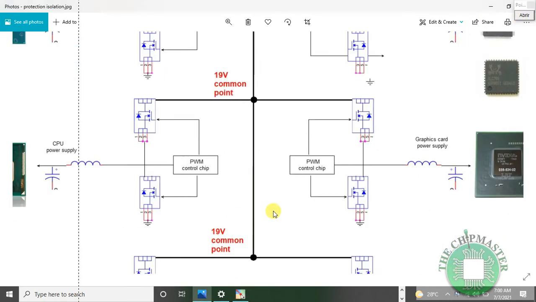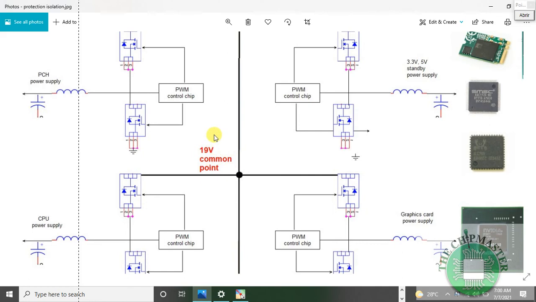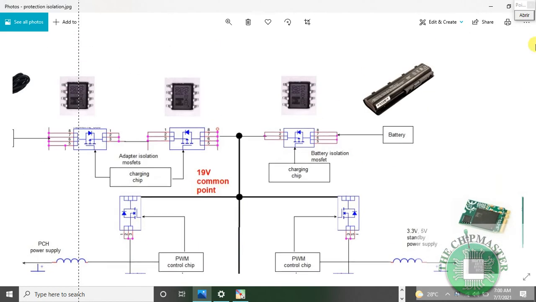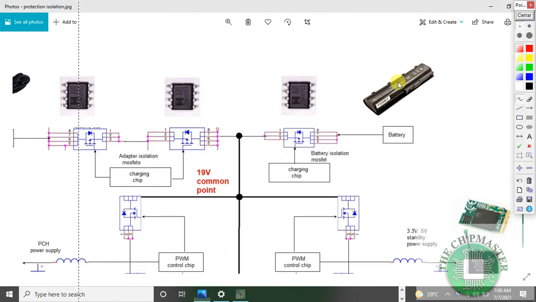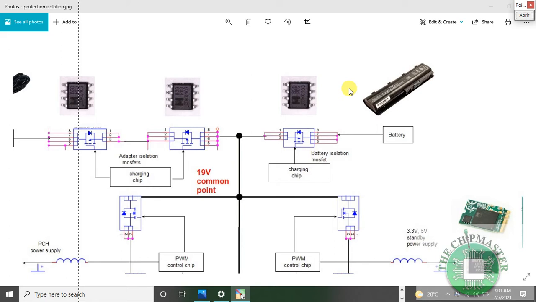All right, so as you can see, you get the idea of what I'm saying here for the 19 volt rail. So from the adapter, the voltage, if the adapter is broken, or this MOSFET is broken, then it will connect. If you connect the battery, then this voltage will be generated and it's controlled by the charging chip, and this is the battery isolation MOSFET. So the MOSFET is switching that voltage to produce the common point voltage to power the PWM circuits when you switch on, or before you switch on the unit.